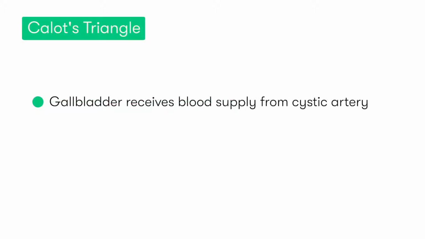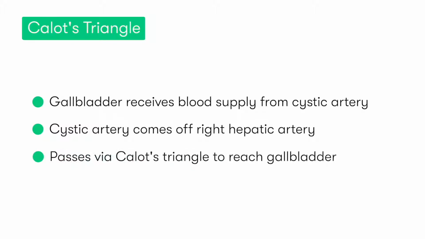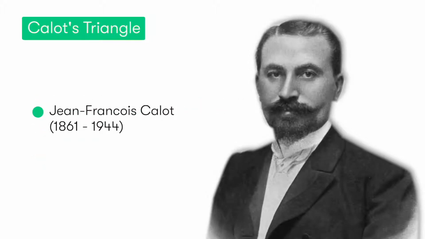The arterial supply to the gallbladder is from the cystic artery, which is typically a branch of the right hepatic artery. When we talk about the cystic artery, we have to think about an anatomical space called Callot's triangle, which was named after the French surgeon Jean-François Callot, who practiced in the late 19th and earliest 20th centuries.